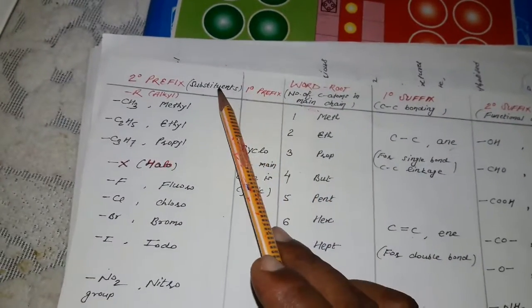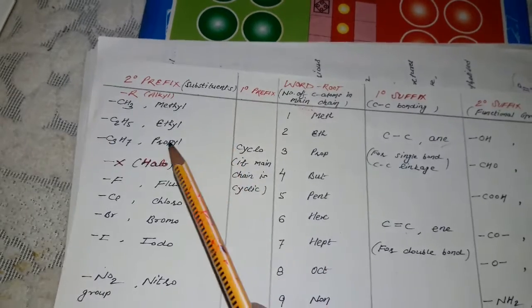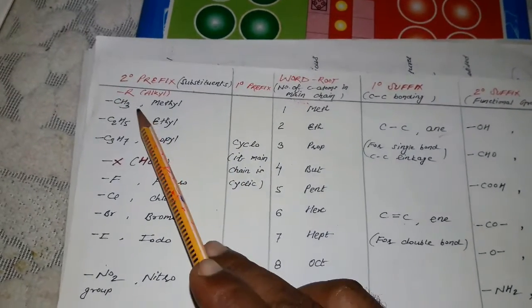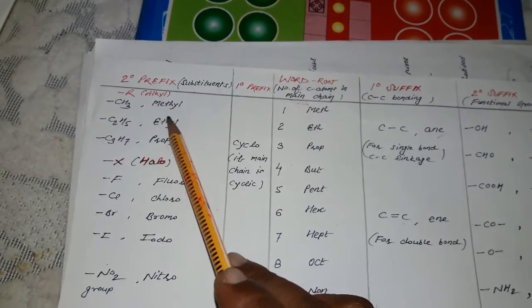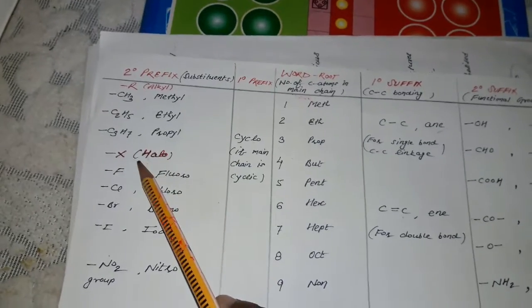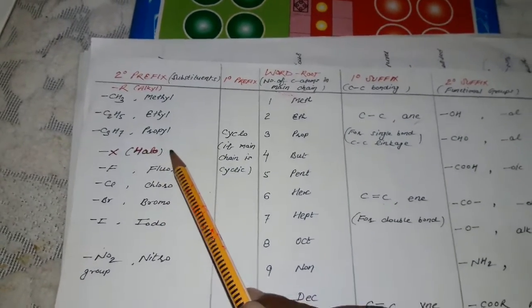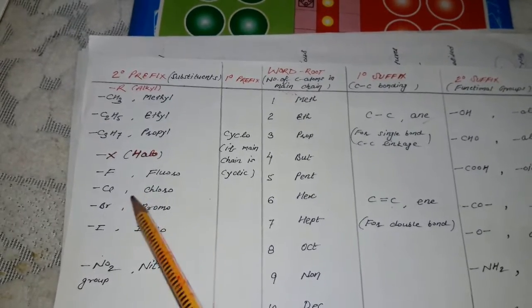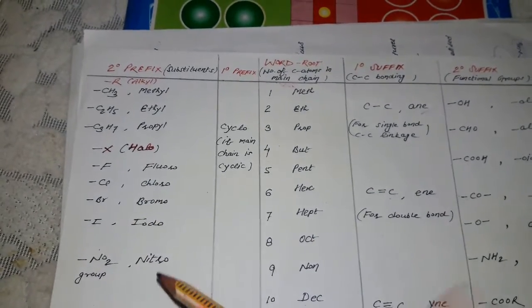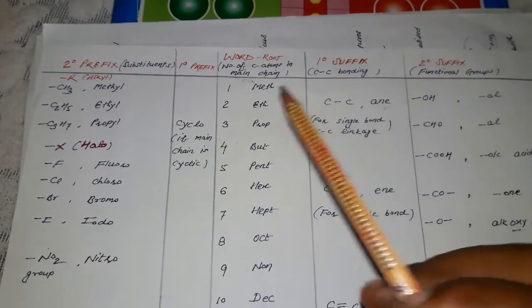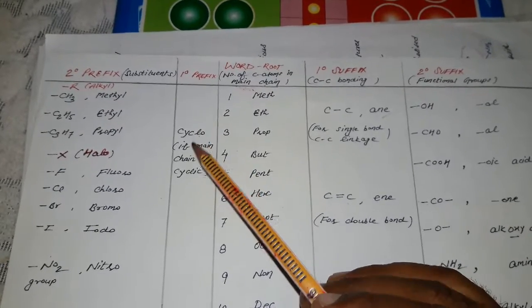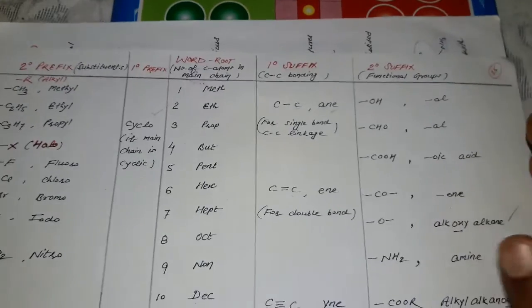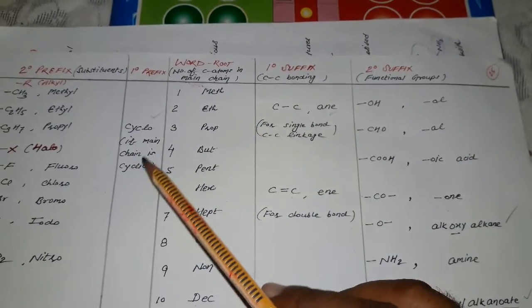So one by one, these are the 2 degree prefixes that we also call substituents, side chain substituents, or halo group and nitro group. For CH3 we use methyl, C2H5 is ethyl, and this is propyl. X represents a general symbol of halo group, so it may be fluoro, chloro, bromo, iodo, and nitro is also a prefix, not a suffix. If the main chain is forming a ring or cycle, we use the word cyclo. Otherwise we don't use it for an open main chain.